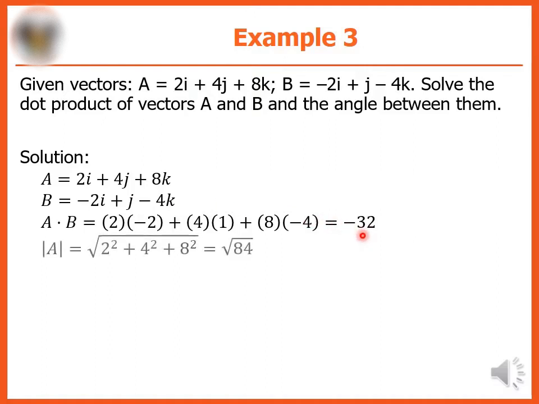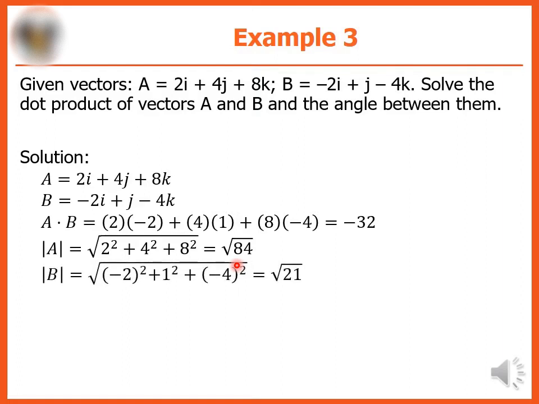Next, we're going to solve for the magnitude of vector A. That's equal to the square root of 2 squared plus 4 squared plus 8 squared. That's equal to the square root of 84. Then next, we're going to solve for the magnitude of vector B, which is equal to the square root of negative 2 squared plus 1 squared plus negative 4 squared. That's equal to the square root of 21.